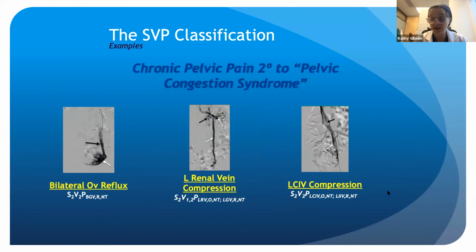Bonus, I'm going to give you 3 examples, not 2. So left common iliac vein compression with pelvic symptoms would be S2, symptoms in the pelvis, V2, varices, or in this case, collaterals in the pelvis. And then the pathology is the left common iliac vein is obstructed and non-thrombotic. The left internal iliac vein is refluxing and non-thrombotic.